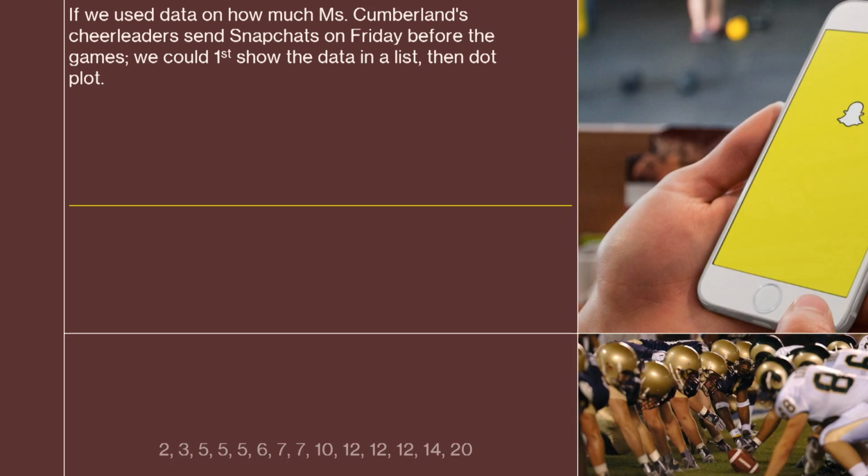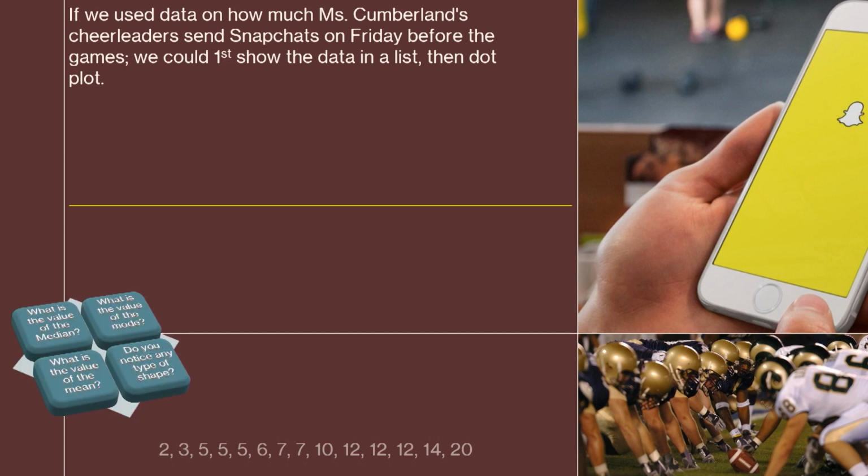So the first thing we're going to do is answer some questions. What is the value of the median? So I'm going to count 1, 2, 3, 4, 5, 6, 7, 8, 9, 10, 11, 12, 13, 14. So it's even. So let's see if we can figure out how to find that median. I'm going to mark off one from each end, working toward the middle. I'm going to add the two middle numbers and divide by 2. And the median, we're going to say, is 7.